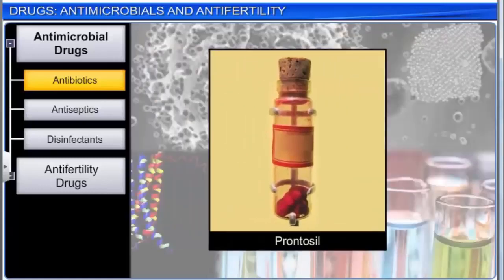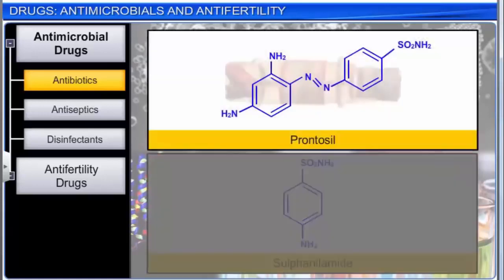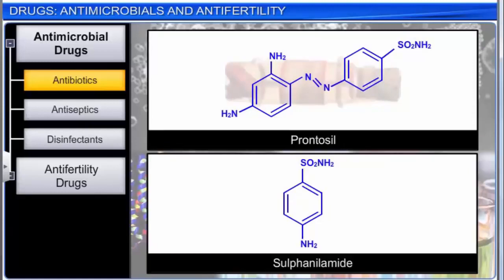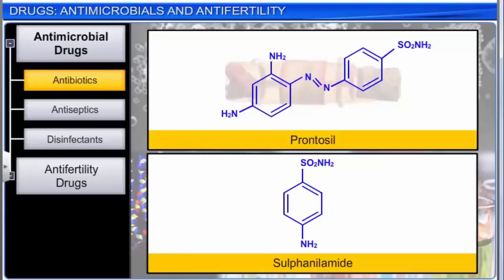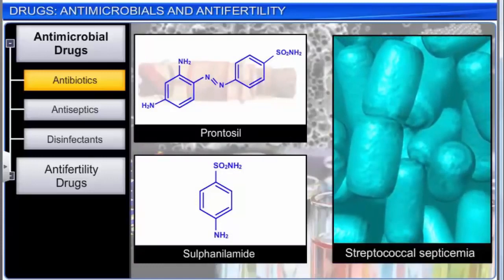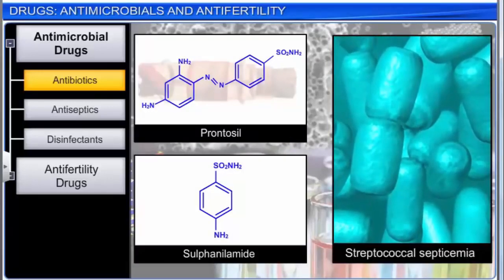Soon afterwards, French scientists showed that the active antibacterial agent of prontosil is sulfanilamide. Further research has provided an overwhelming evidence of the efficacy of both prontosil and sulfanilamide in streptococcal septicemia. This marked the beginning of the sulfonamide era.